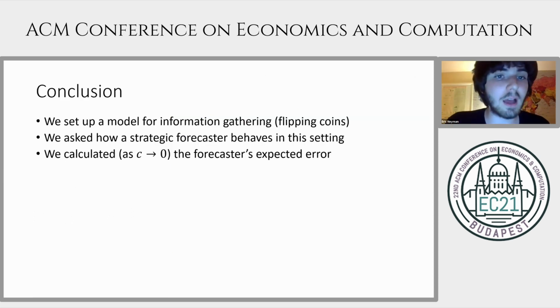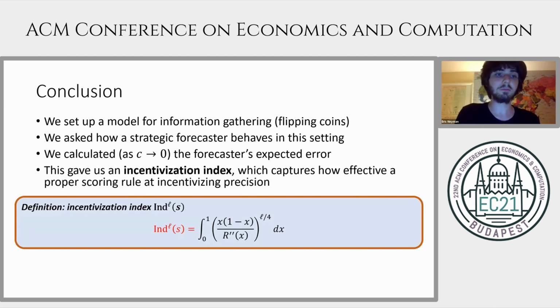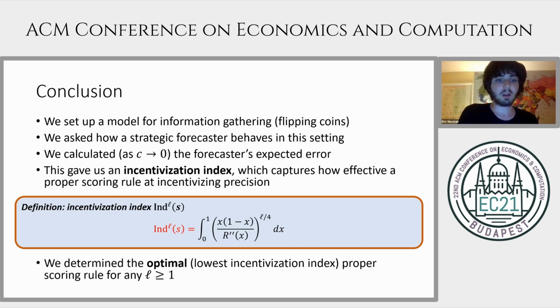To summarize, we set up a model for information gathering in terms of flipping coins at a cost and asked how a strategic expert behaves in this setting. We calculated the forecaster's expected error in this model, and this gave us an incentivization index, which captured the effectiveness of a proper scoring rule at incentivizing precision. Finally, we determined what the optimal scoring rules are according to this index.